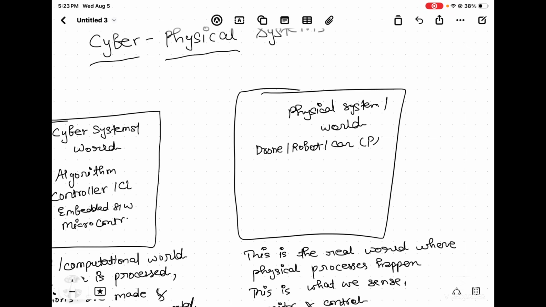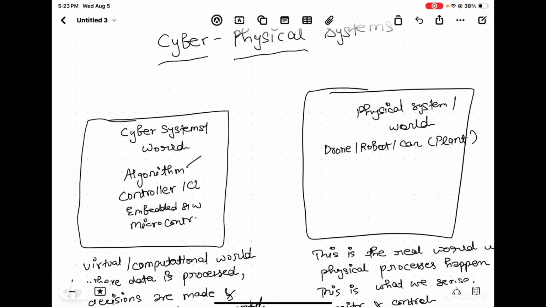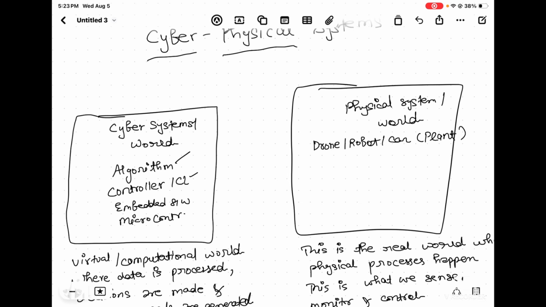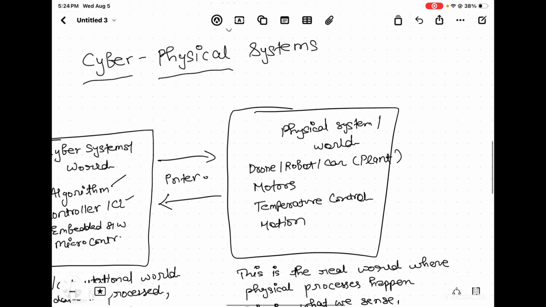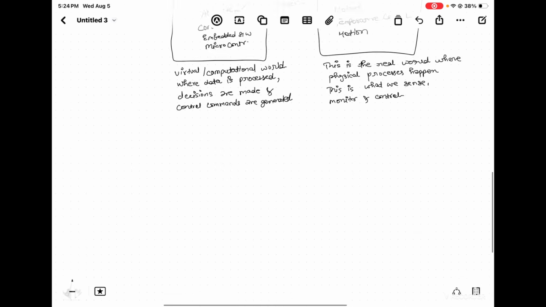We also call these the plant, where we act upon, where our algorithm and control logic will run. The motors of a drone, for example, or any other motor, temperature control, which we will see, and motion. So the interaction between them comes under cyber physical system.